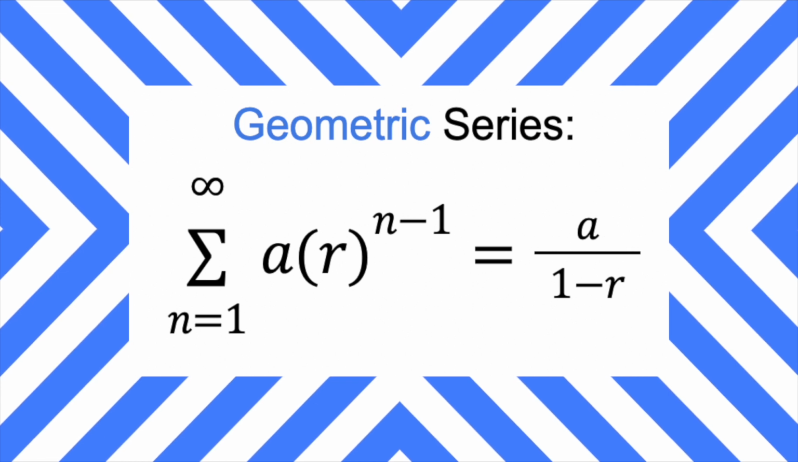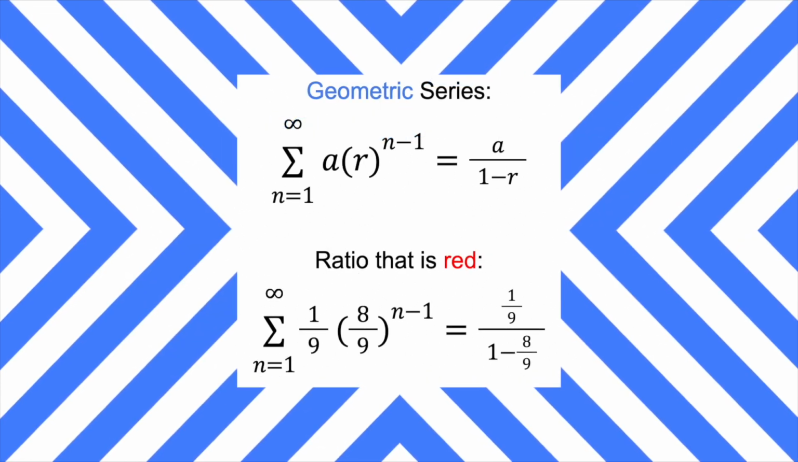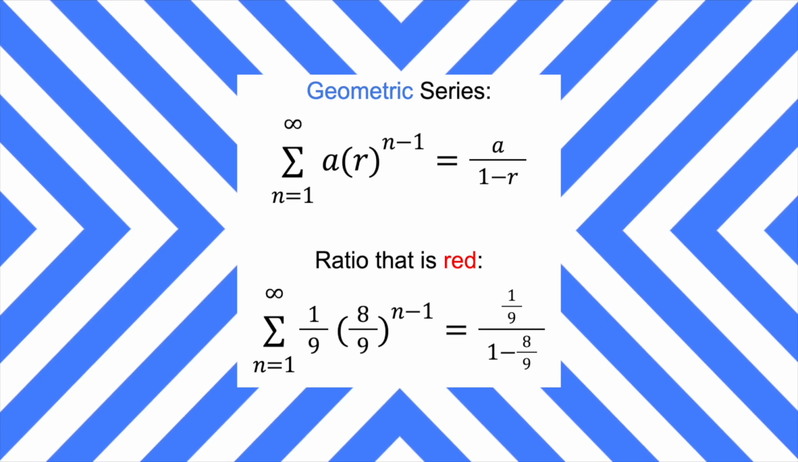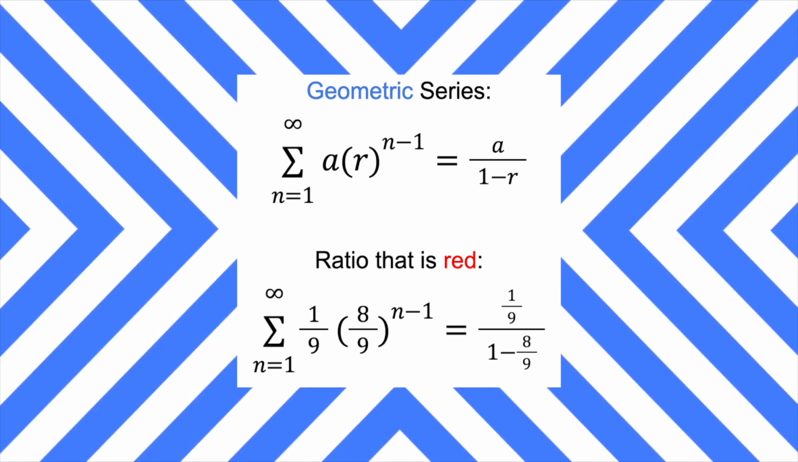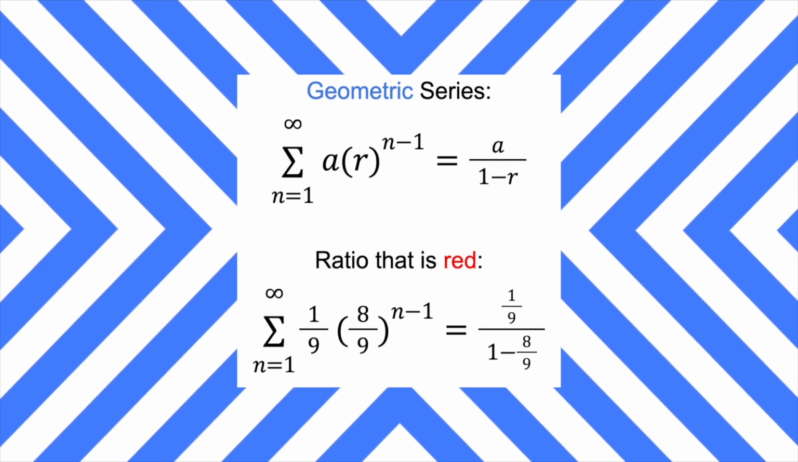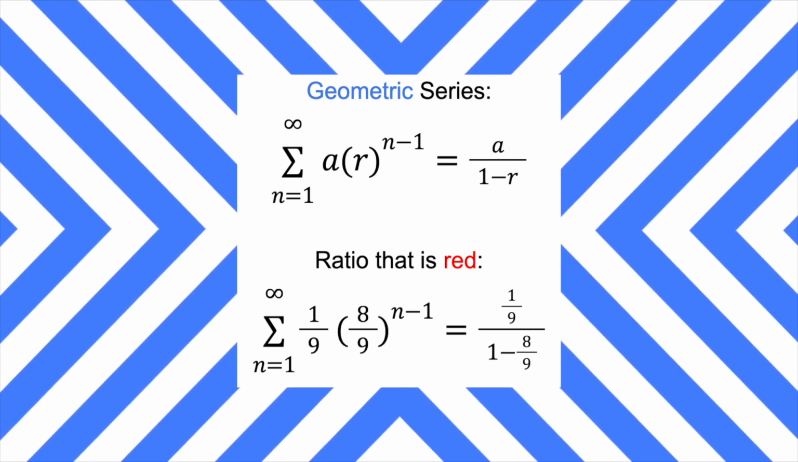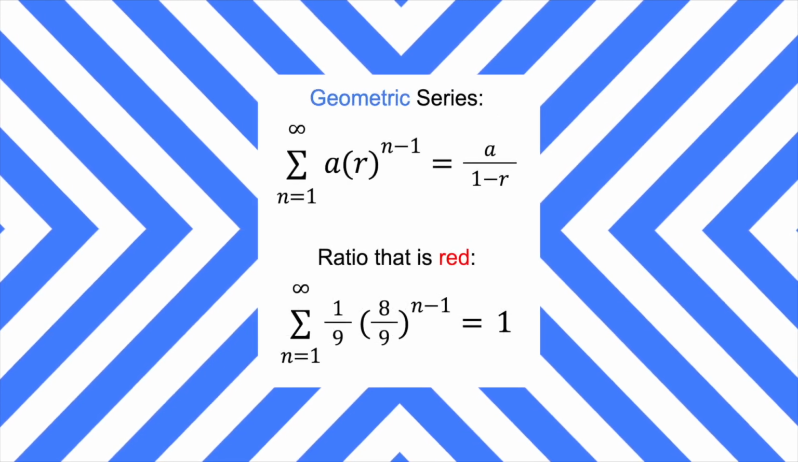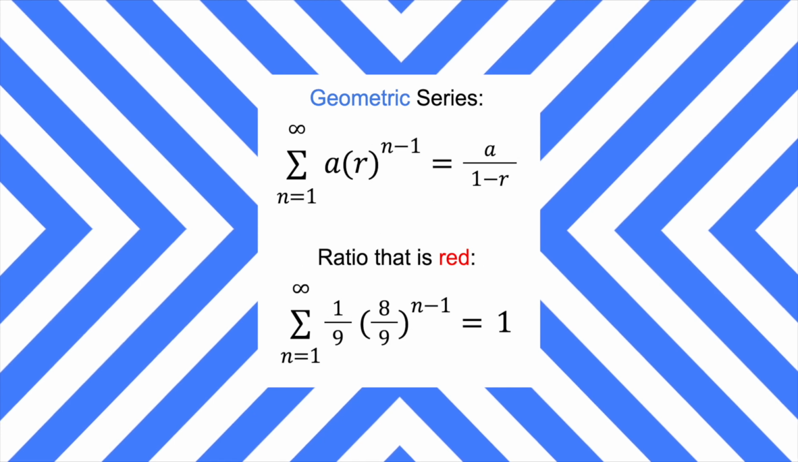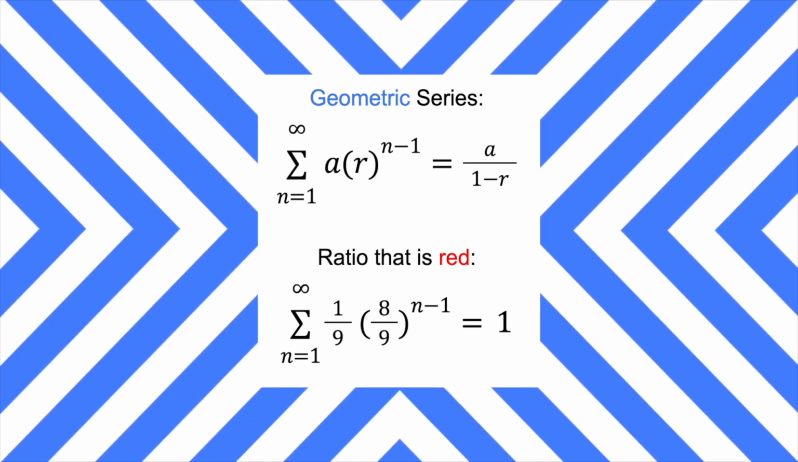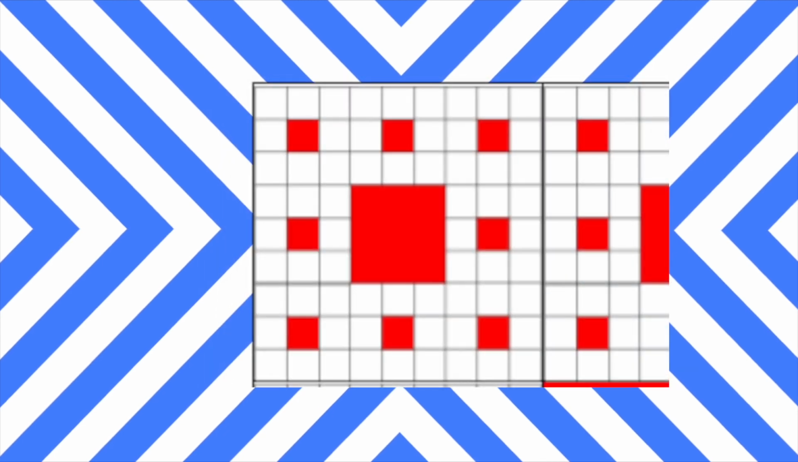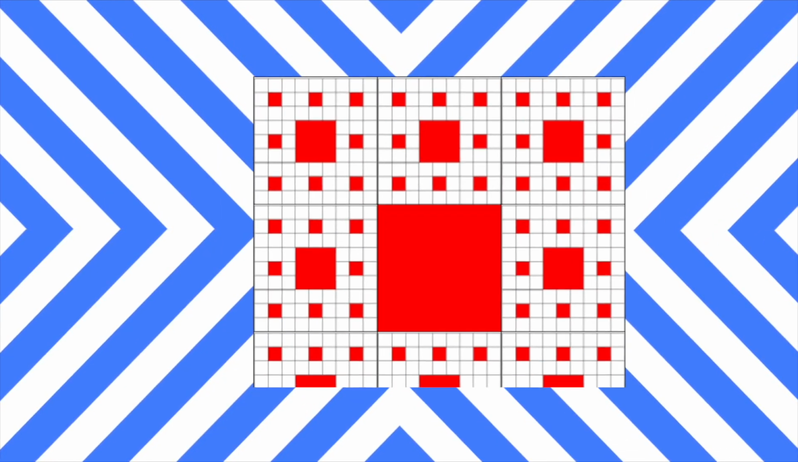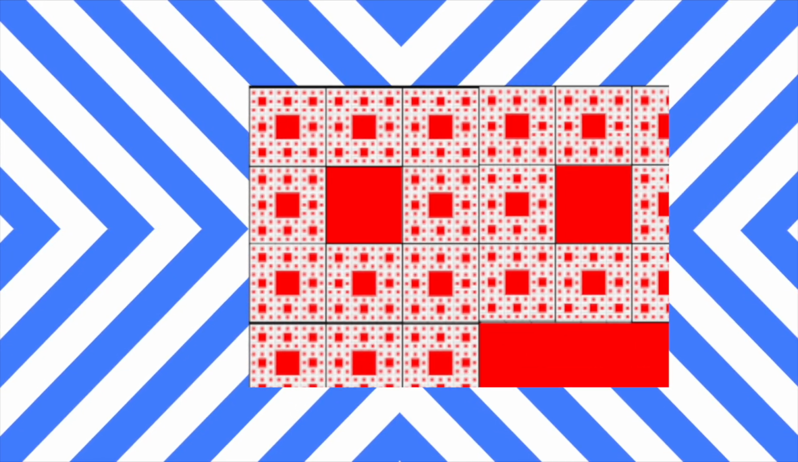Now let's apply this to the pattern we came up with for the red squares. Plug in 1/9 up top for a and 8/9 for r on the bottom there. Subtracting 8/9 from 1 leaves a 9th on the bottom, so this is equal to 1. This means that after infinite steps of the pattern, the fraction of the original blank white square that becomes red is 1. In other words, for the one original white square, we're left with one new red square. We have our answer. The whole thing will eventually turn red.